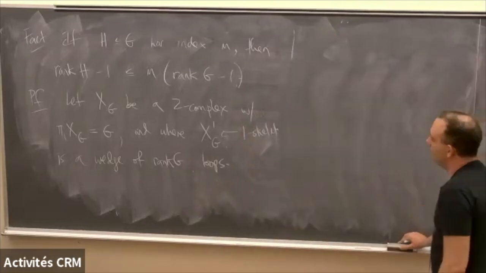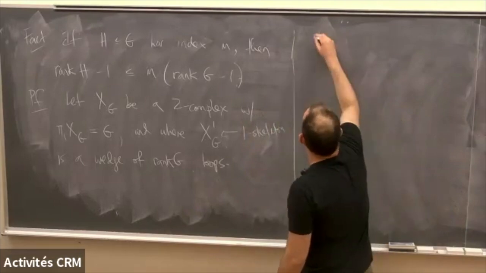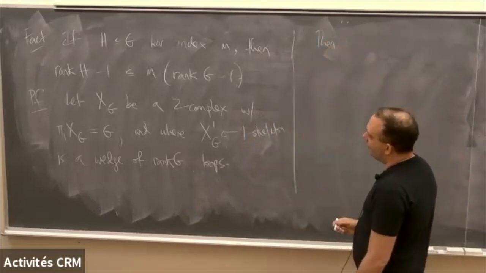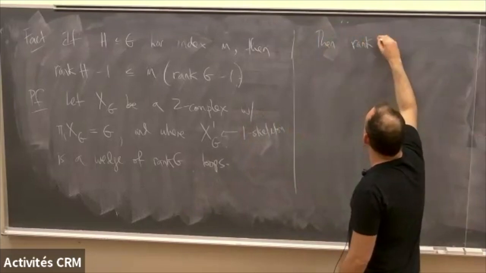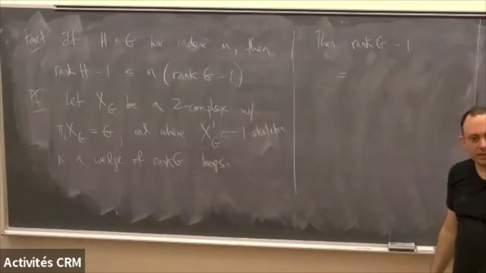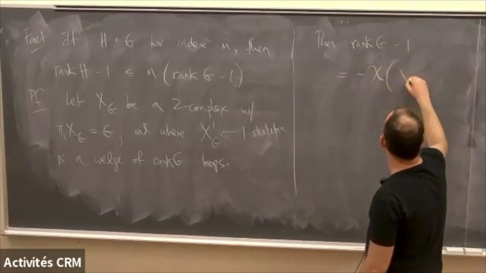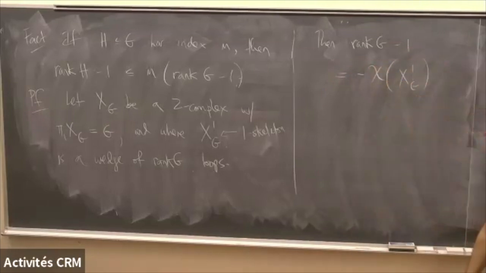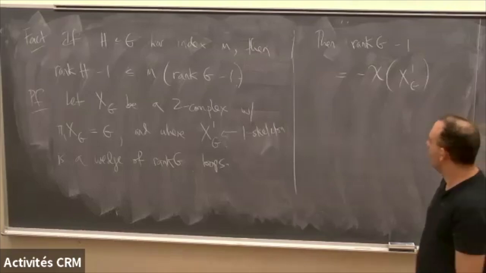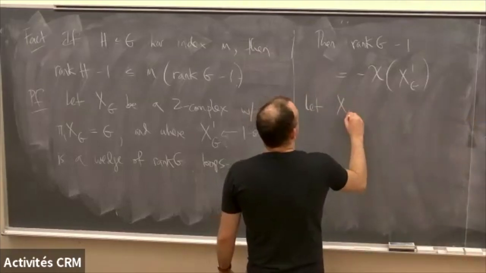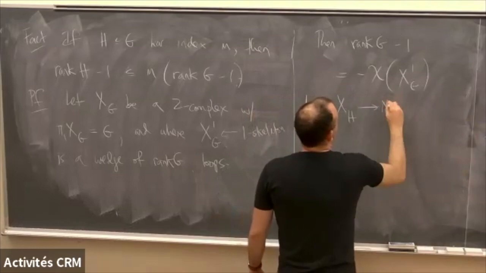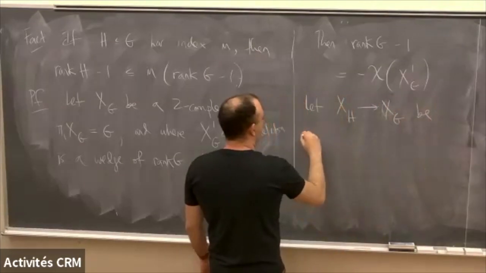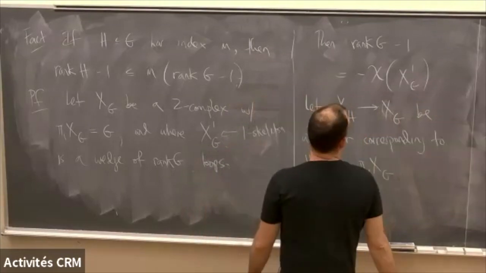And then what do you do? Well, the crucial observation here is that if I look at rank G minus 1, what's that? That's the negative Euler characteristic of the one skeleton of X_G. Okay. Right, X_G is this wedge of rank G loops, and so the Euler characteristic is 1 minus rank G. Okay, and then we just let X_H going to X_G be the cover corresponding to H.